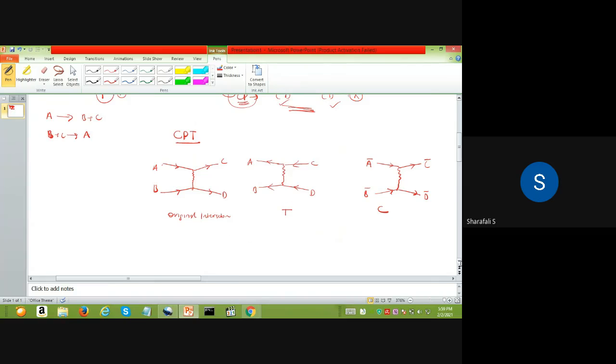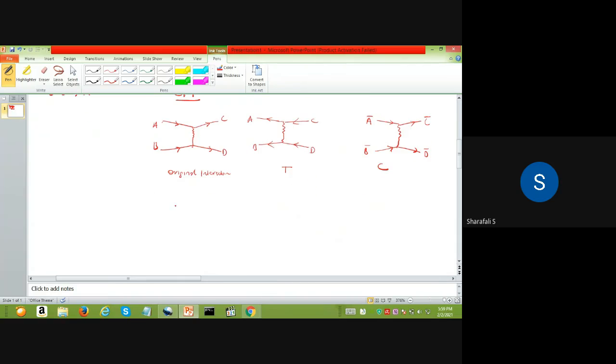And next we consider parity. If you apply the parity operation to this particular interaction, you consider a mirror here. Then you have to interchange A and B, and C and D. Then you consider the mirror here, and you have to interchange C and D. That will be happening, and that will give you the total under the parity operation.